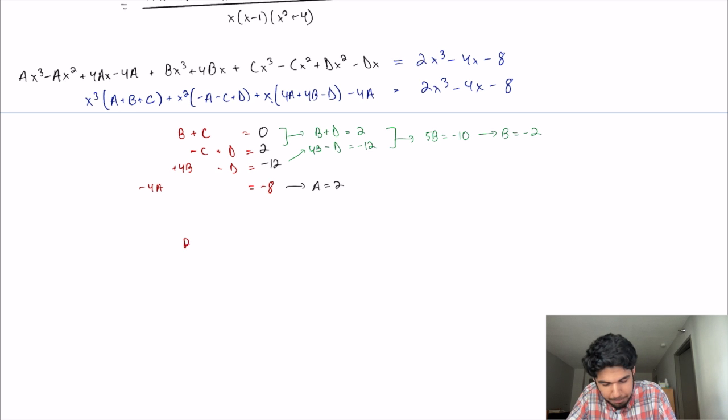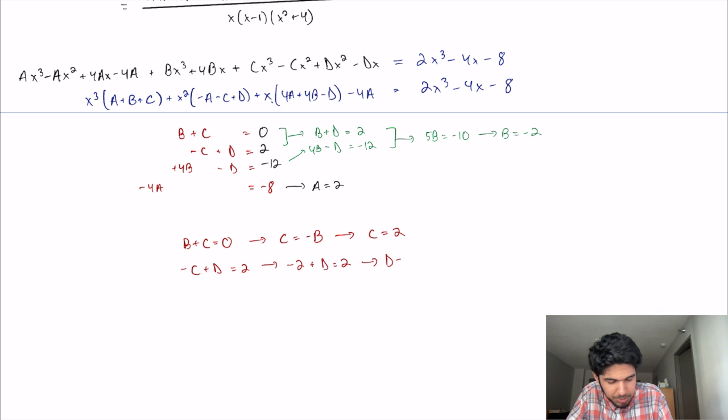Cool. If we had b plus c equals 0, that tells us c equals negative b, which tells us c equals 2. And lastly, if we had negative c plus d equals 2, that means negative 2 plus d equals 2, which tells us d equals 4. So we've solved for all of our constants that we were looking for. These are our constants.